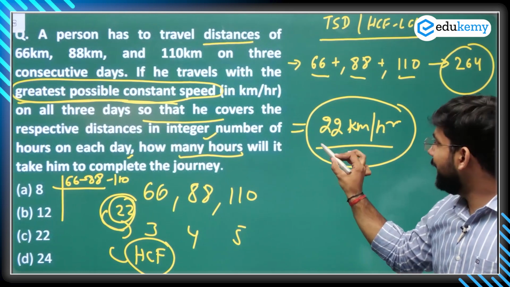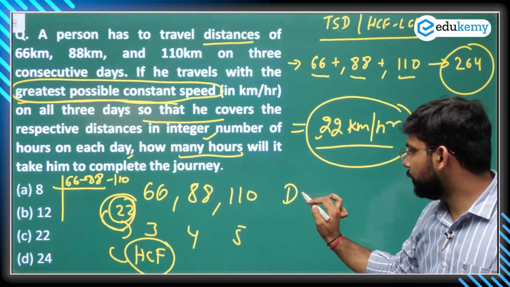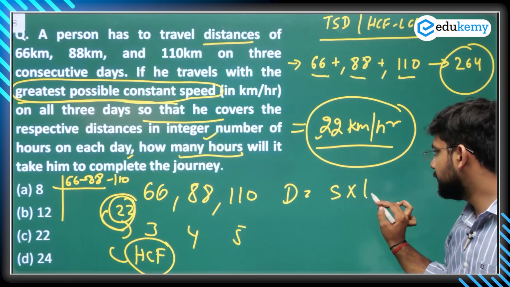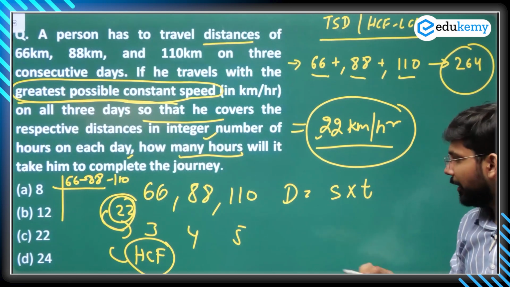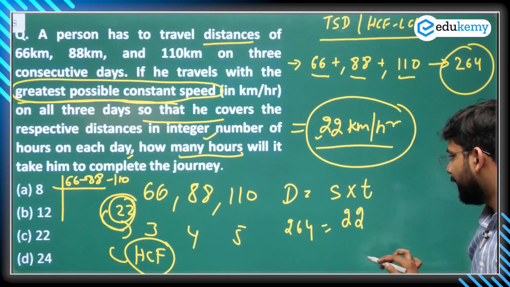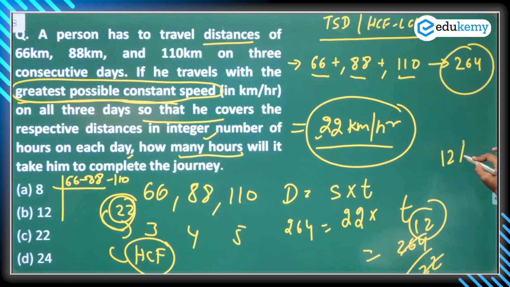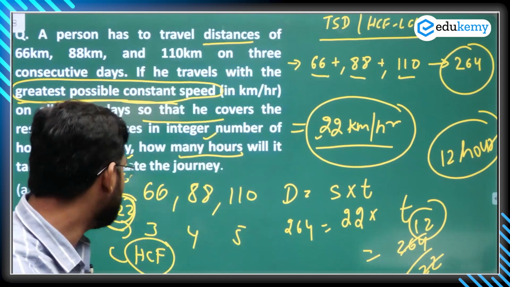Okay, speed is 22 km per hour. So we can find out distance is equal to speed into time. This is the formula of finding the distance. We are having the distance 264. We are having the speed 22. So we need to find out time. Time is equal to 264 divided by 22. That will be 12. So the answer here is 12.